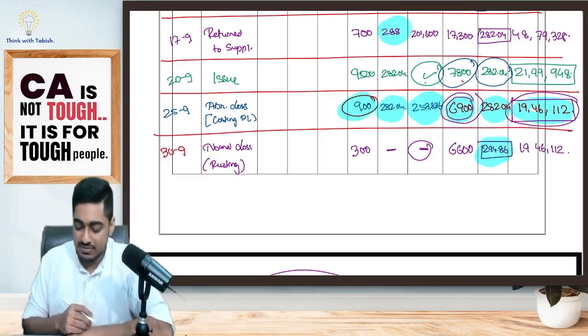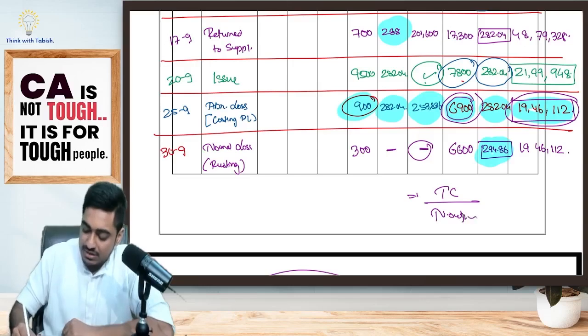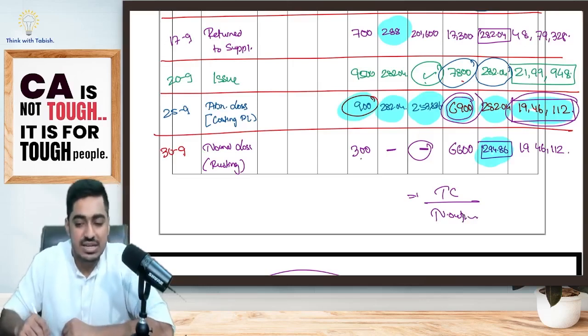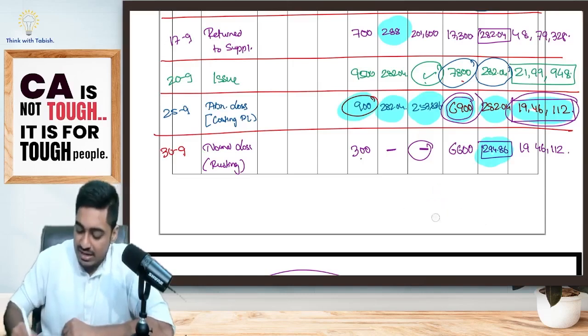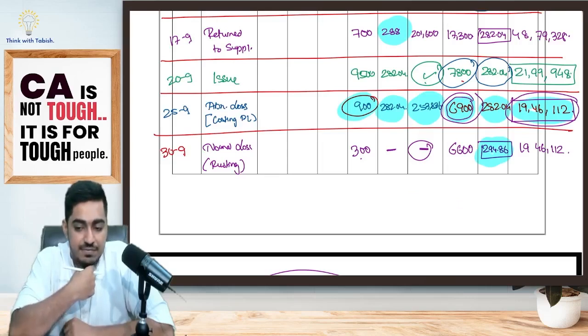Is this clear, everyone? Or you can also say it is my total cost divided by my normal output. Effectively, out of 6,900, 300 is gone, divided by 6,600. That way also you can get. So I have calculated the inflated labor rate based on that. I have adjusted my cost. Is this clear, everyone?